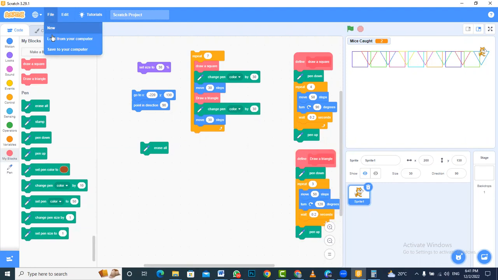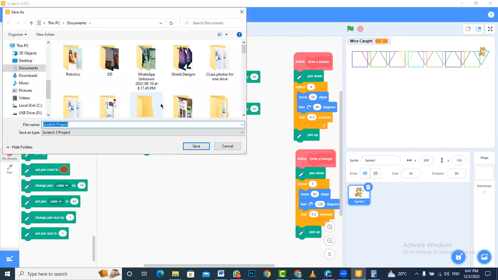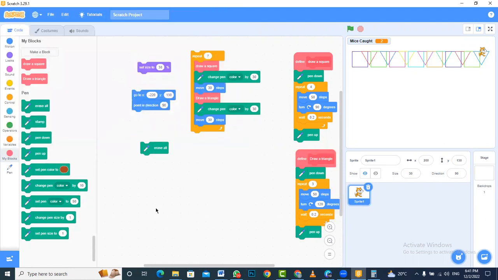So let's save our document. Save to our computer. Say drawing shapes. Let me just save that. Okay. So we'll start from here again tomorrow. We'll learn to draw other shapes and that we would do tomorrow. Fine.